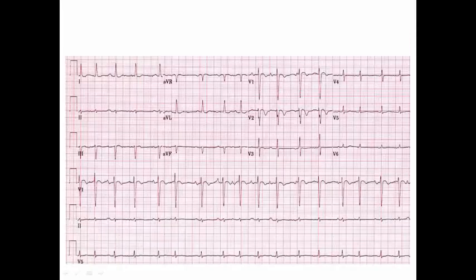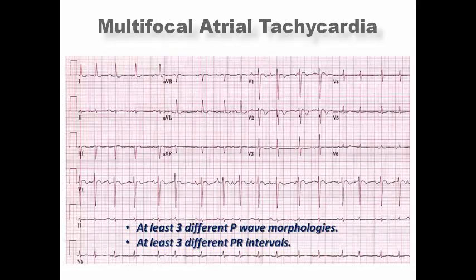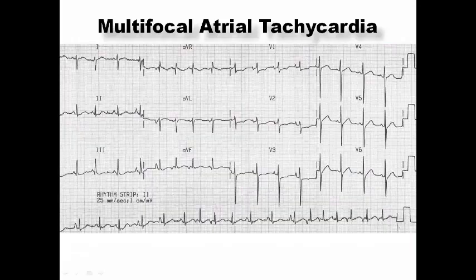So here in this ECG, we could see in the strip of V1 that we have at least 3 different P wave morphologies and at least 3 different PR intervals. So we can call this multifocal atrial tachycardia, which is sometimes abbreviated as MAT. These patients have multiple abnormal foci inside the atrium leading to this rhythm.